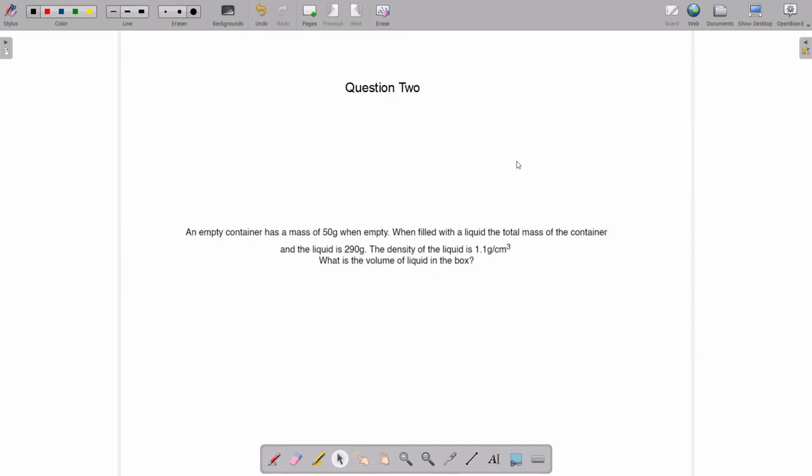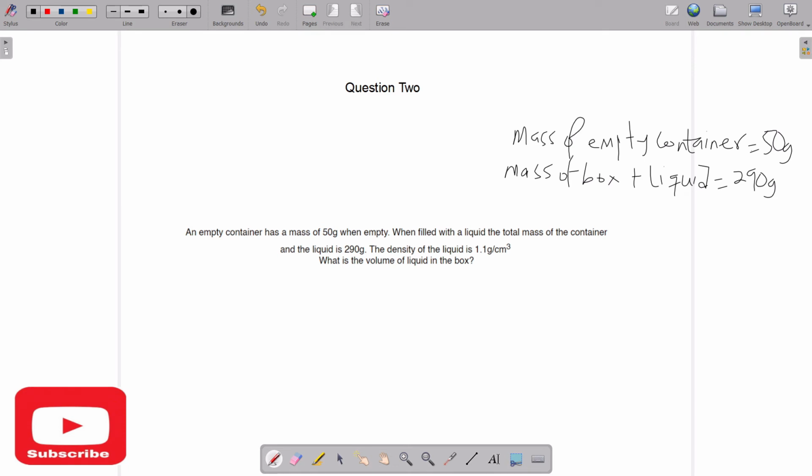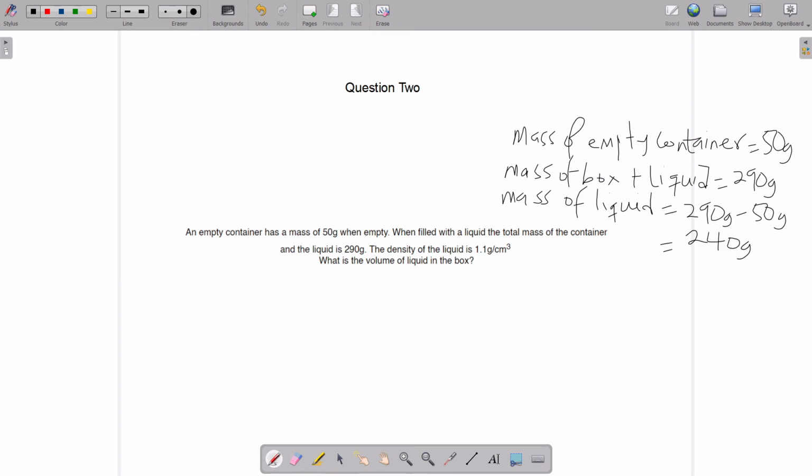Question 2. An empty container has a mass of 50 gram when empty. When filled with a liquid, the total mass of the container and the liquid is 290 grams. The density of the liquid is 1.1 gram per cm cube. What is the volume of the liquid in the container? So our container here is a box. From this question, the mass of the empty container is 50 grams. The mass of the box plus liquid is equal to 290 grams. Therefore, the mass of the liquid is the difference between the two, which is 240 grams.